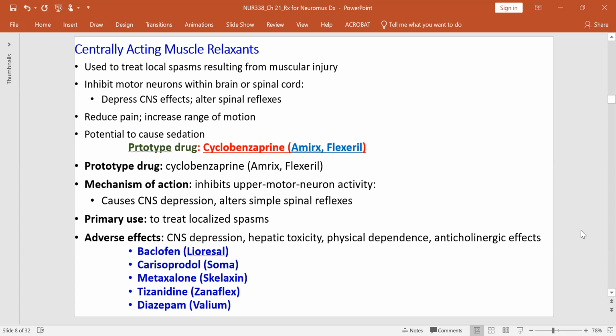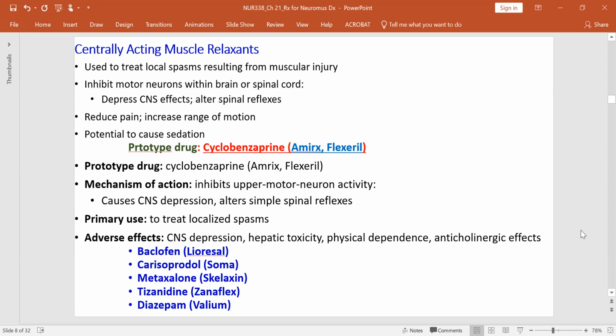And we are also going to cover clonidine, which is an anti-hypertensive drug, in chapter 22, because it has some application in substance abuse. So tizanidine, Zanaflex, is a very effective muscle relaxant.